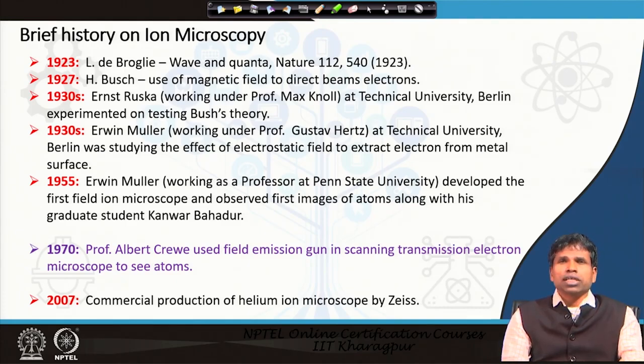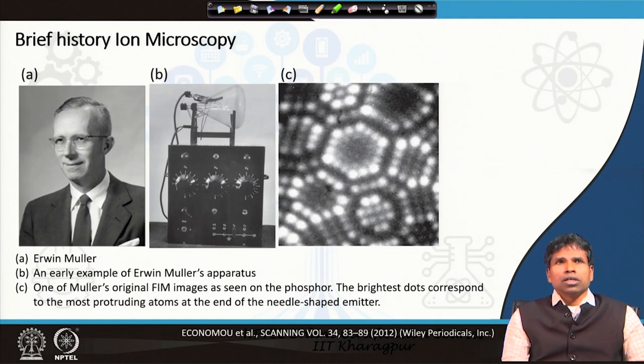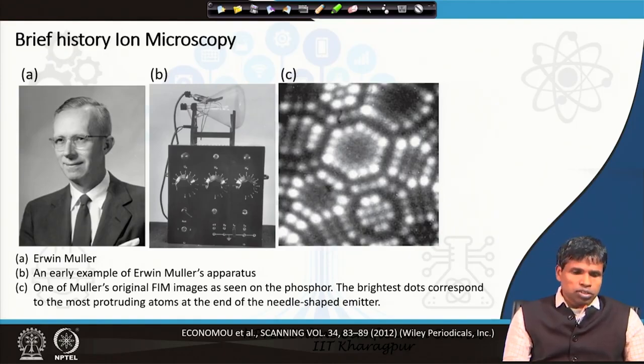Muller did not get the Nobel Prize for his contribution towards getting an atomic image of the atoms, because in 1977 he unfortunately expired. So, if we look at the brief history of helium ion microscopy, we certainly have to go to the ion microscopy that was discovered by Erwin Muller. This is one of the very simplest microscopes to see the atoms.